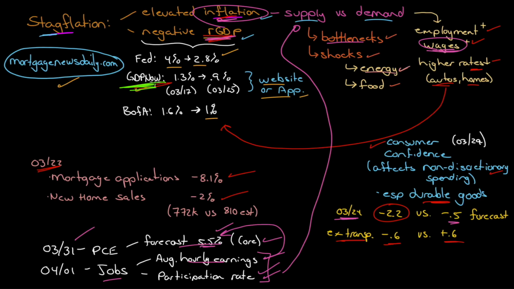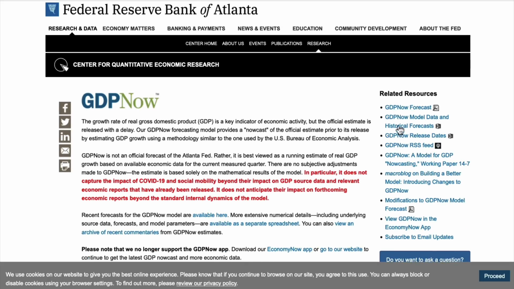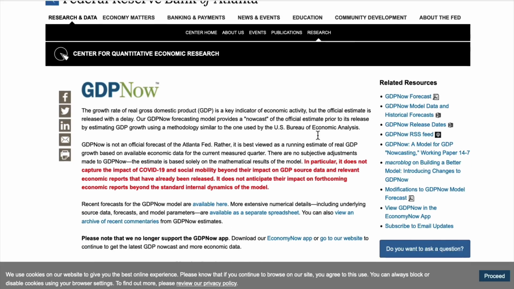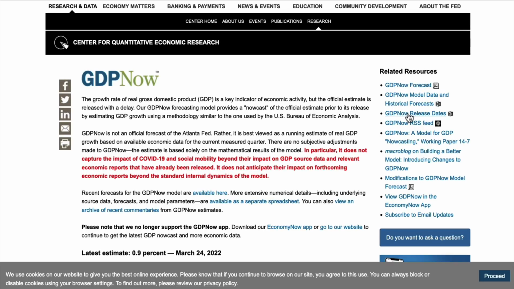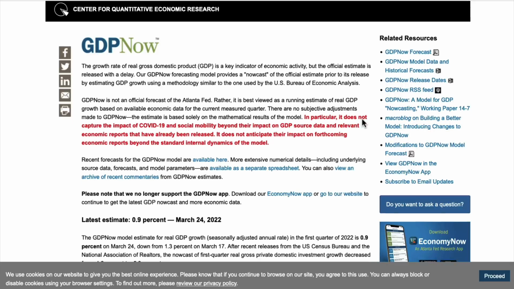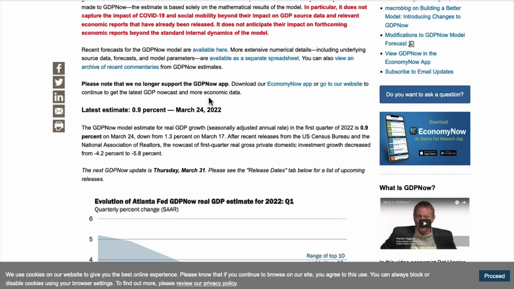Let's have a look at GDPNow. Okay, all of these links are available in the description box, and this is the site for GDPNow. There's a lot of stuff on the side that will tell you exactly how it's calculated. Here's the GDPNow model data and historical forecasts, and the dates of when they release new data. It's every Thursday, and you can read through this, but we'll go down to the chart down here. The last estimate, 0.9%, was March 24th. You click over here, you can get the app.